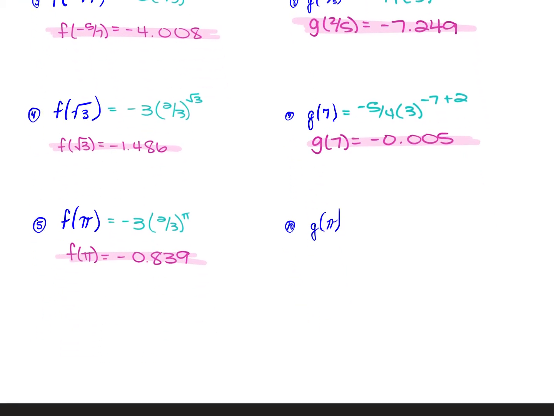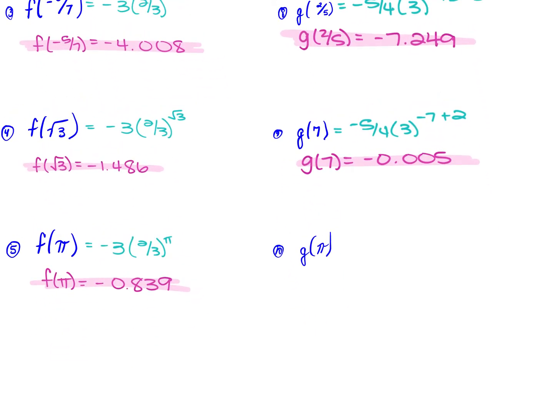And lastly, we have g of pi. So this is going to give us negative 5 over 4 times 3 to the power of negative pi plus 2. Using your calculator, if you type everything in correctly, you should get negative 0.357.